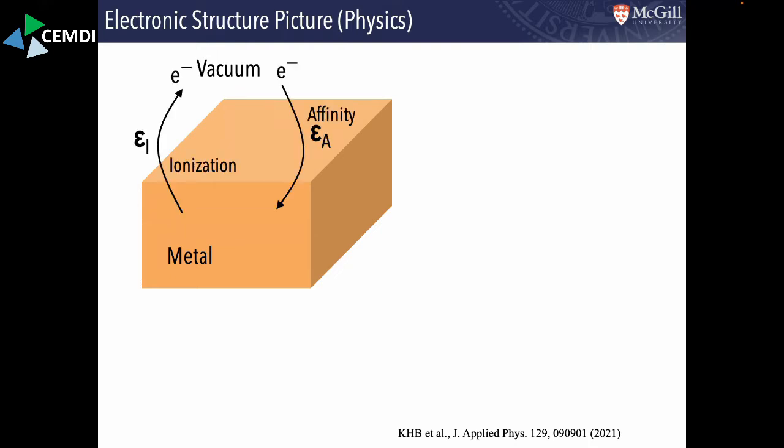Okay? And that language in physics is based on what are called single particle energies, or electronic, if you like, you can call them electronic structure energies. So in the simplest manifestation, this is an energy to ionize or remove an electron from a solid, or the energy at which an electron can be put on a solid. So these are ionization affinity energies.